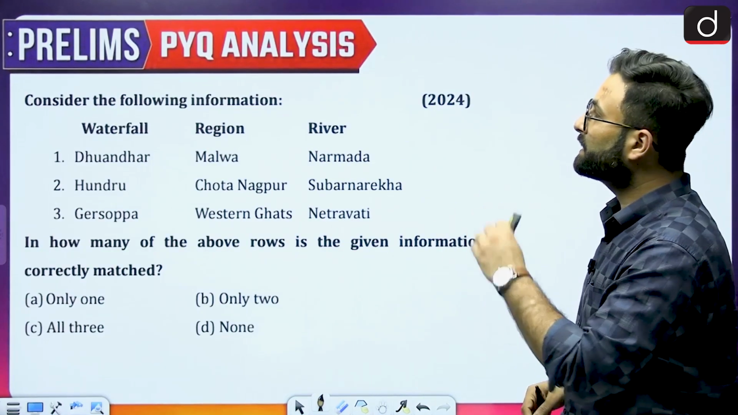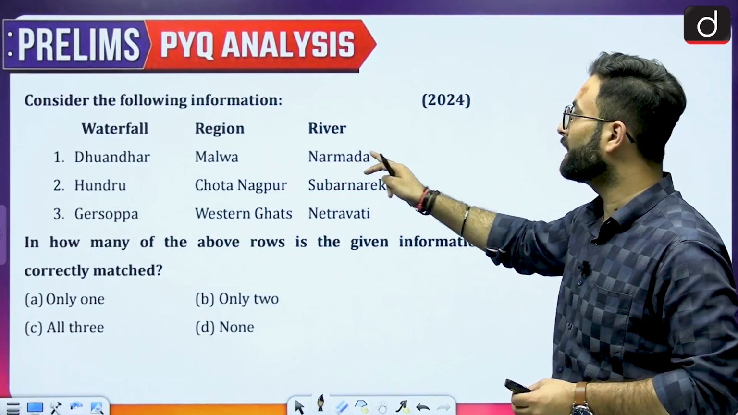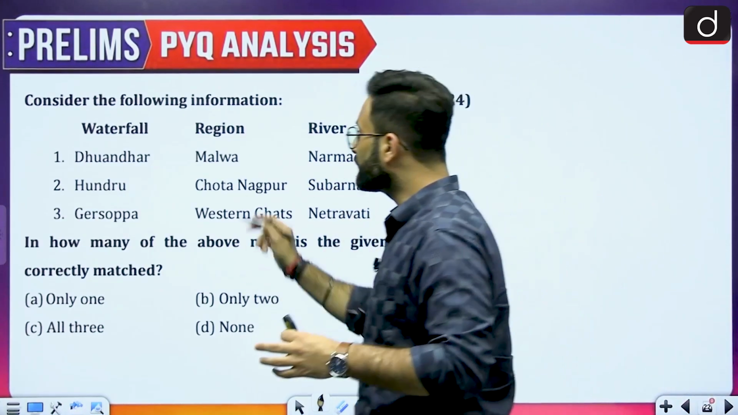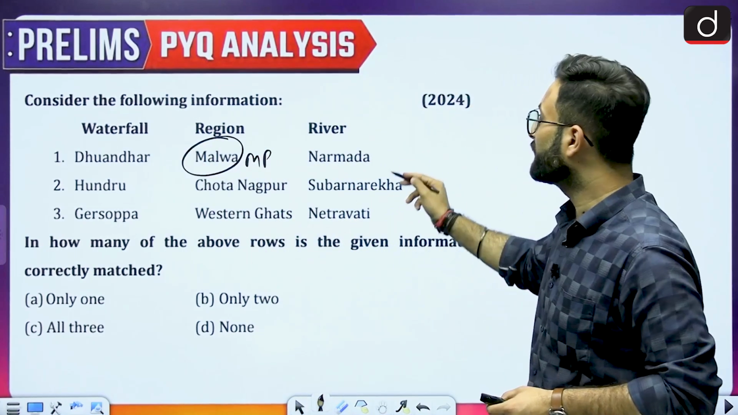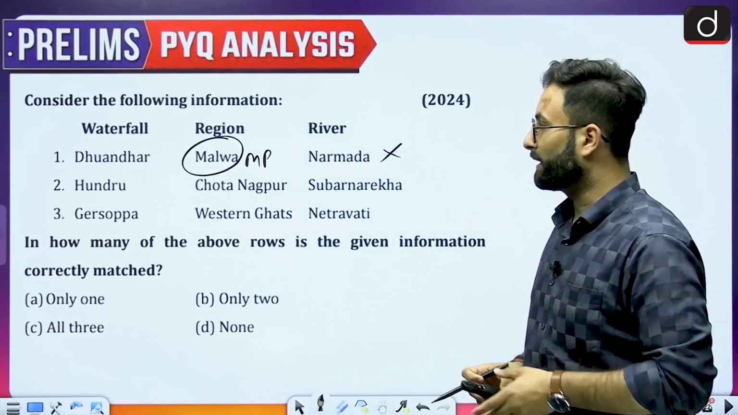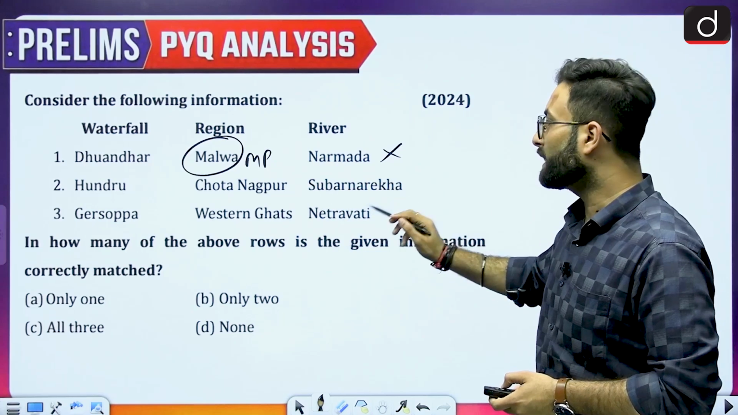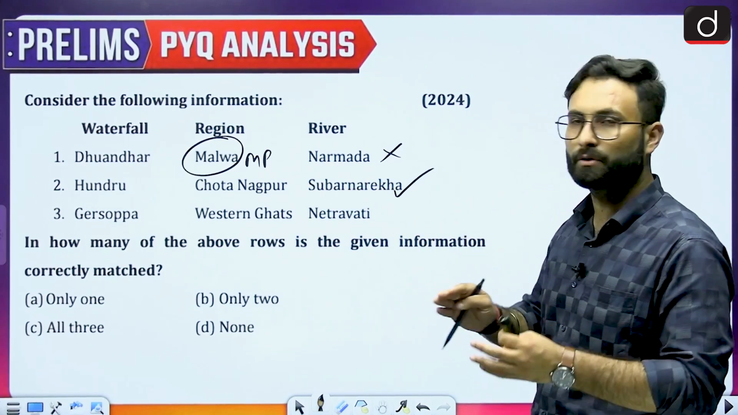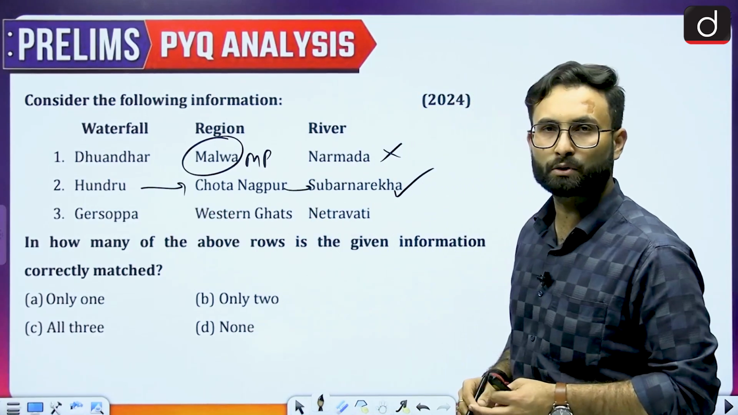Consider the following information: waterfall, region and river are given. Dhauladhar, Malwa and Narmada. Now when we talk about the Dhuandhar, it is there in MP, but that is not part of your Malwa region, so the first one is wrong, though it is on the Narmada river, that is fine. Coming to the next one, Hundru, Chota Nagpur and Subarna Rekha. I would say this is the correct match. Hundru falls are in Chota Nagpur and on the Subarna Rekha river.